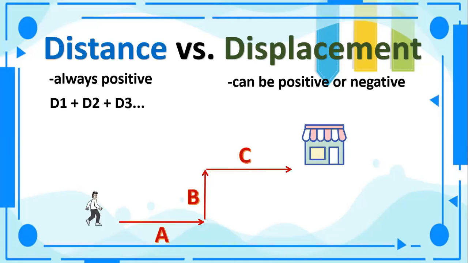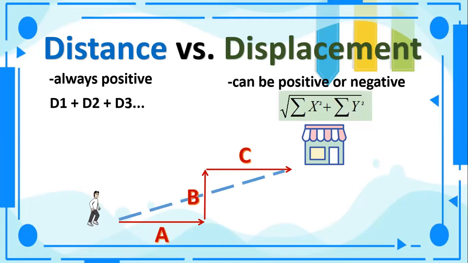Fourthly, in distance, the total distance covered is equal to the algebraic sum of all the distances traveled in different directions. Or, it can be expressed as d1 or distance 1 plus d2 or distance 2 plus d3 or distance 3 and so on. While displacement is the vector sum of the individual displacements in different directions. Or it can be expressed as the square root of the summation of x squared plus the summation of y squared.